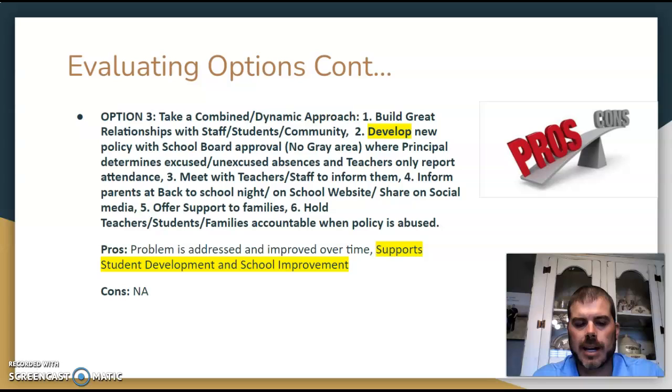The pros of this option are the problem is addressed and improved over time. It's obviously going to take some time. And it supports student development and school improvement. It's doing what's best for our students. And the cons, there are none available that I see here.